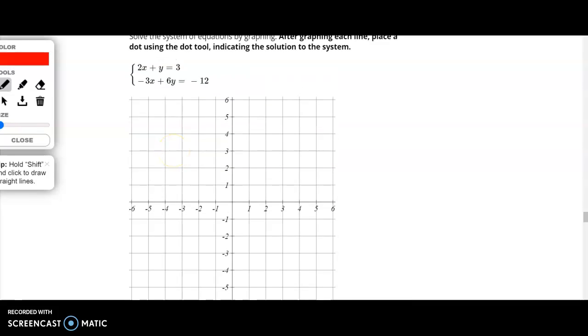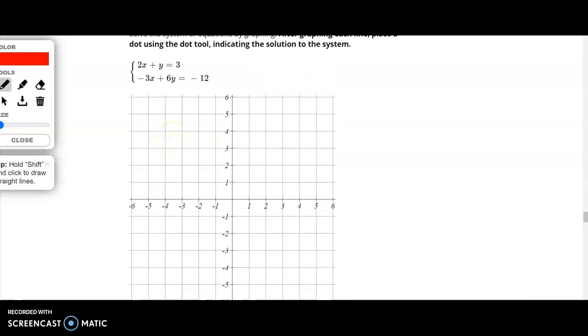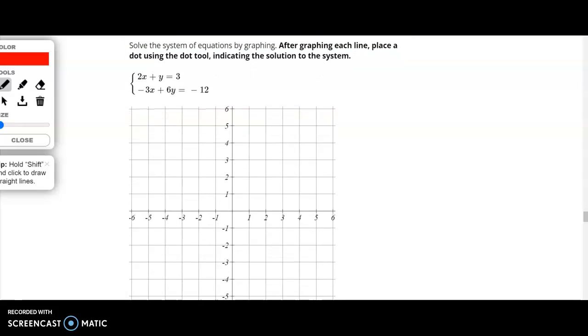Okay, on this one, we're graphing. We have to graph each line. And so I'm going to leave this one to you. We've had a lot of practice graphing, but basically what you're going to do is just graph both lines, and you're going to see the point that they intersect. We'll pretend like it's at 1, 2.